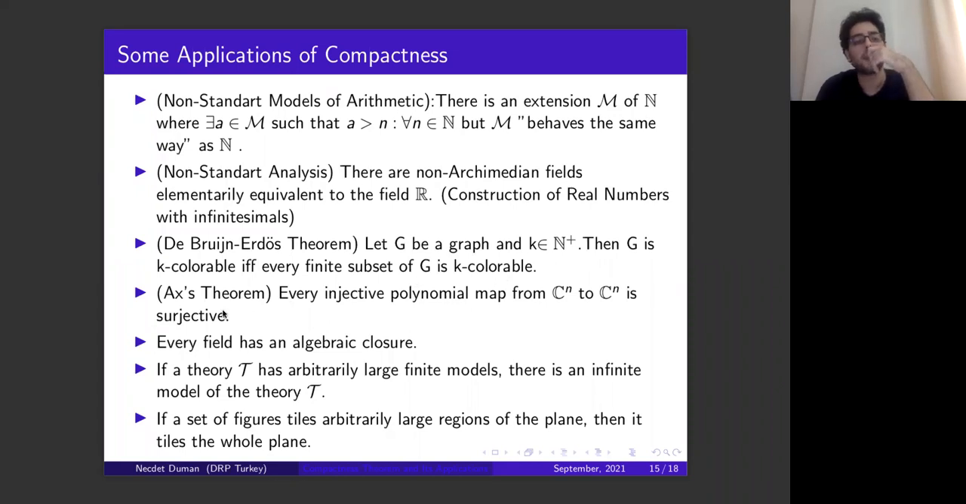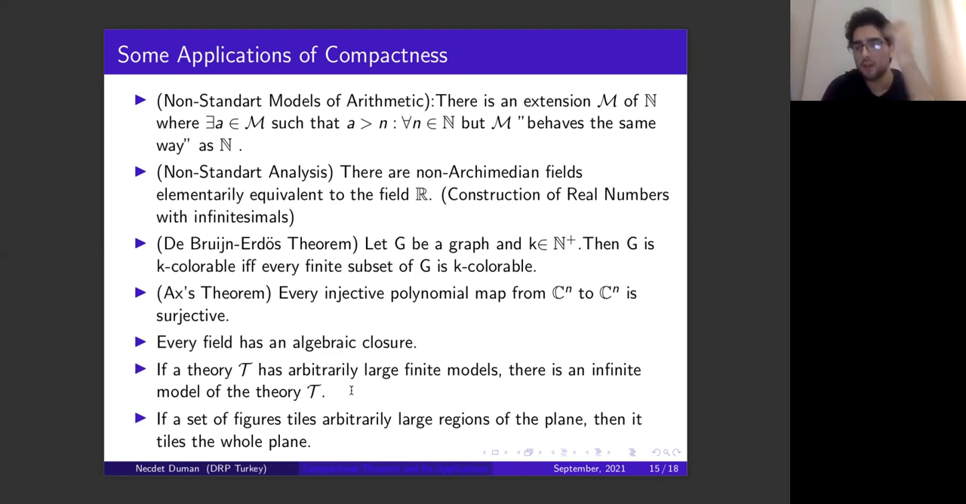Another application is the Ax theorem, which says every injective polynomial map from C^n to C^n is actually surjective. This normally has a very long proof, but compactness really shortens the proof to one page. And there are a bunch of other applications I haven't tried too, like I think it is equivalent to König's lemma and some weaker form of König's lemma and some other stuff.